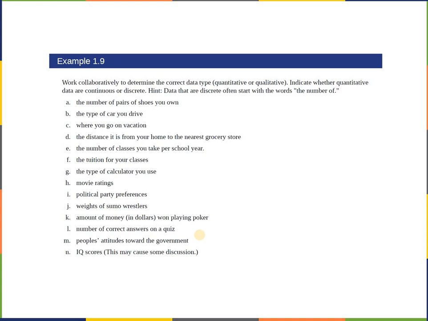The IQ scores. So the IQ scores are numbers usually. The IQ scores are going to be quantitative. It's not a label that you put on the person. So from that perspective, I'm going to say the IQ scores are quantitative.